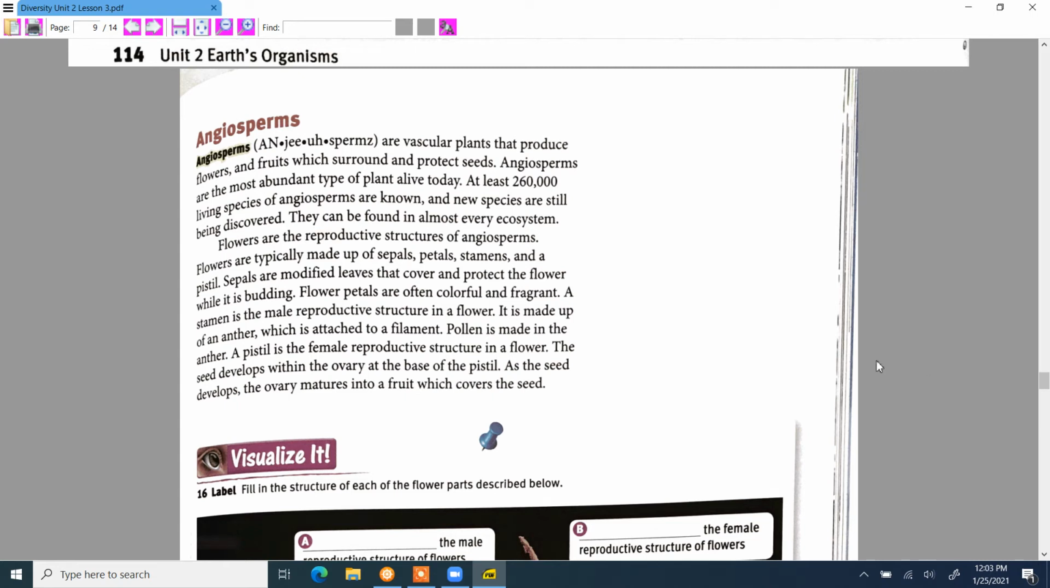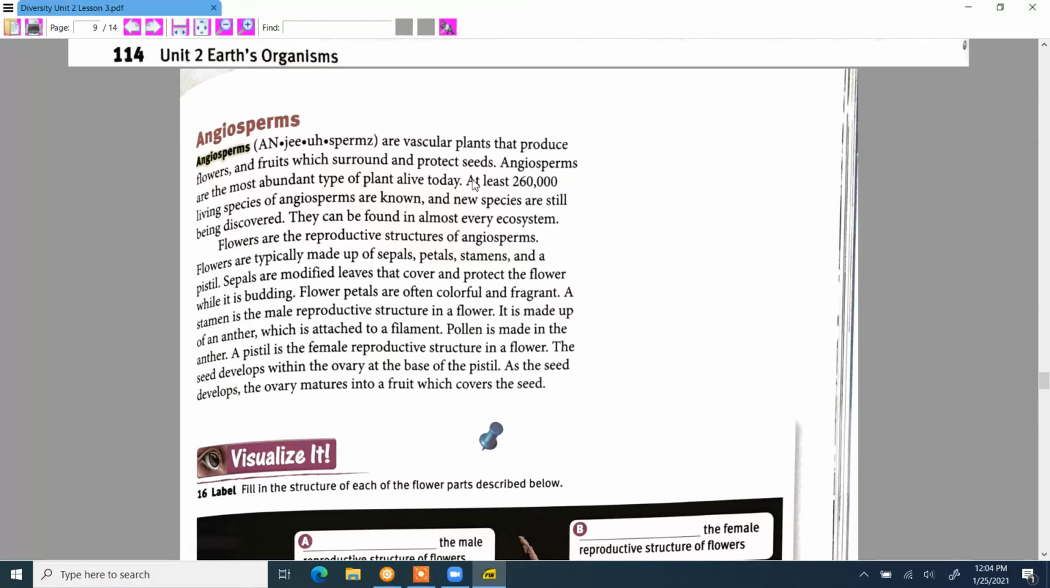Our last group is called angiosperms. So angiosperms, they produce seeds and they are vascular plants. Now they are different from gymnosperms in that they produce flowers and fruits. So the purpose of a fruit is to surround and protect the seed. So most plants that you think about are angiosperms.